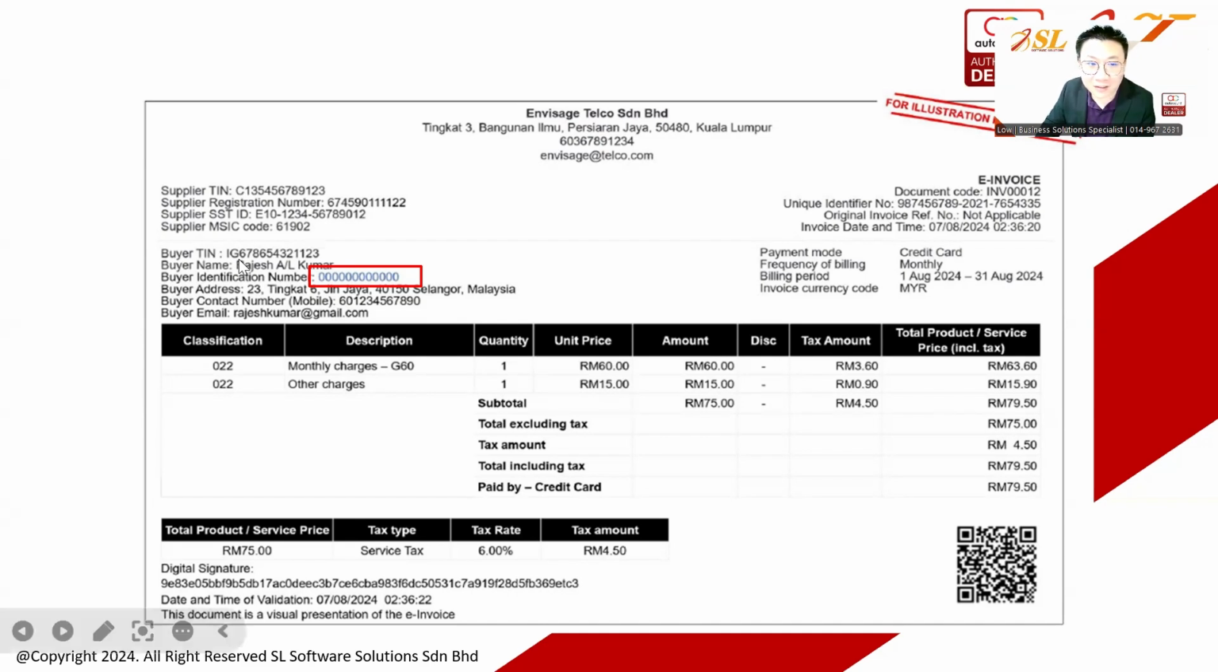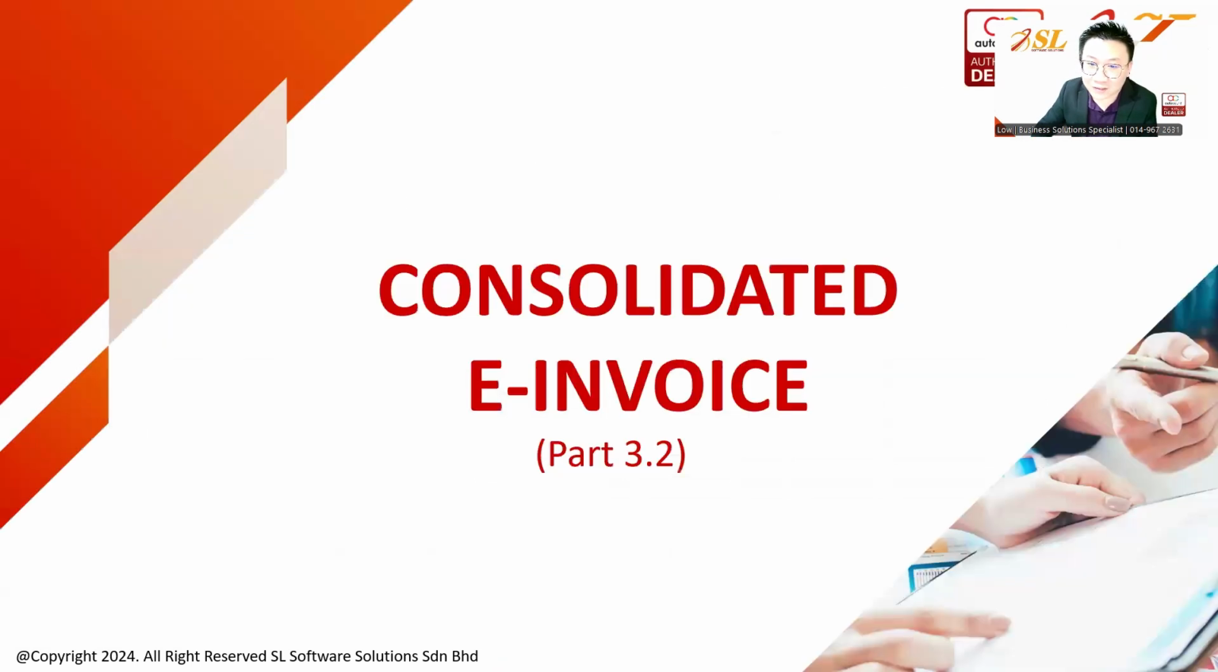And also the TIN number is provided, okay, but the IC number is not provided. So for the IC number you must put 00000, okay, all together 12 digits of 0. Okay, this is the format. In case the IC number cannot be blank, this is the format for how we fill it into our system. Okay, so next, consolidated e-invoice.